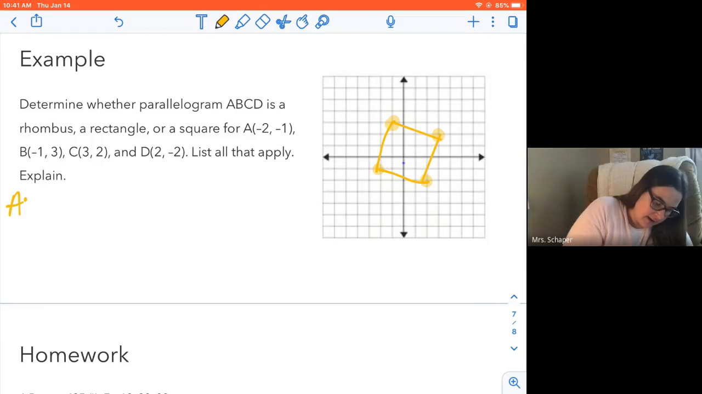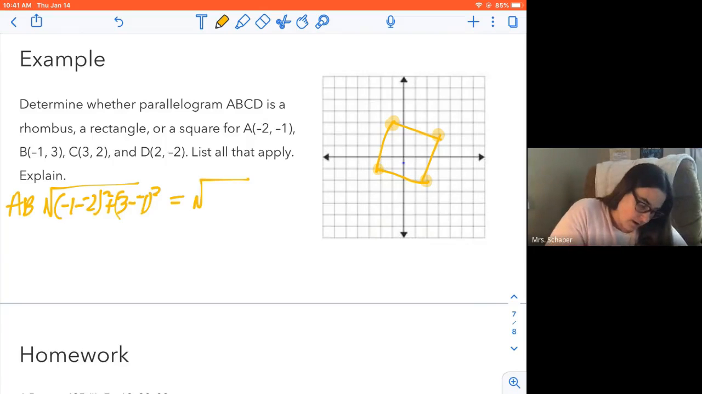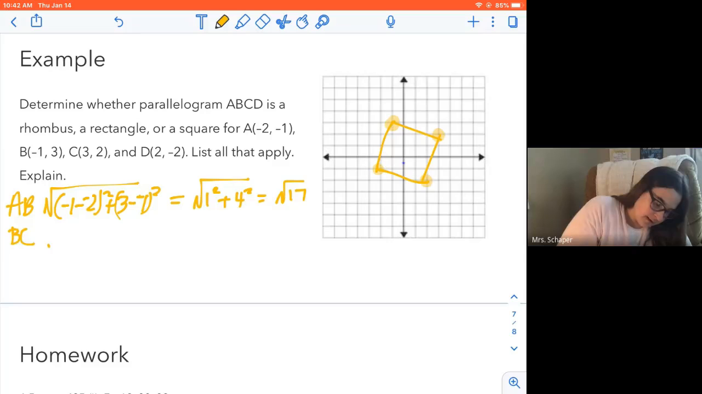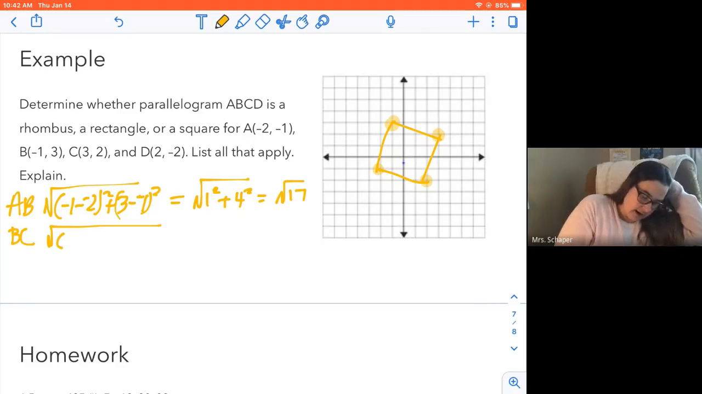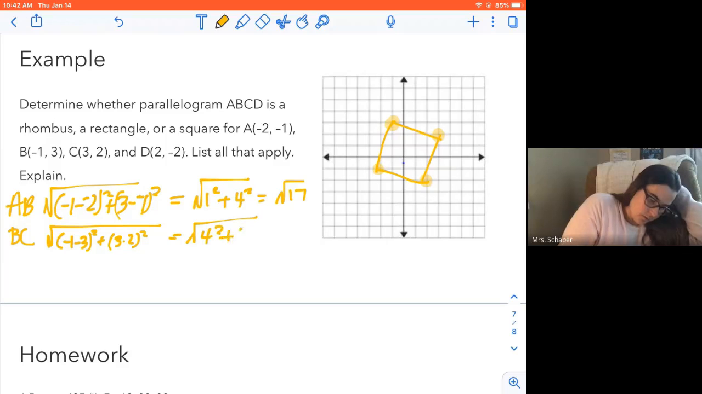The distance of AB is going to be the square root of (-1 minus -2) squared plus (3 minus -1) squared. So AB is the square root of 1 squared plus 4 squared, which is the square root of 17. BC is going to be (-1 minus 3) squared plus (3 minus 2) squared, which gives me the square root of 4 squared plus 1 squared, which is the square root of 17.